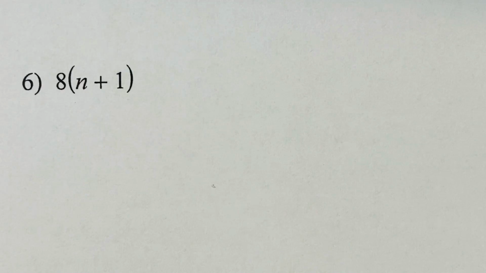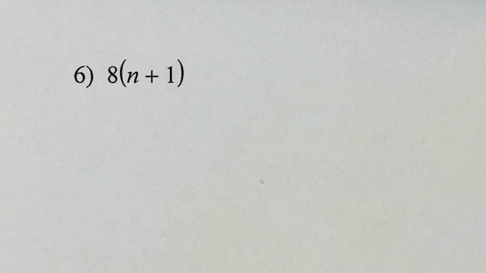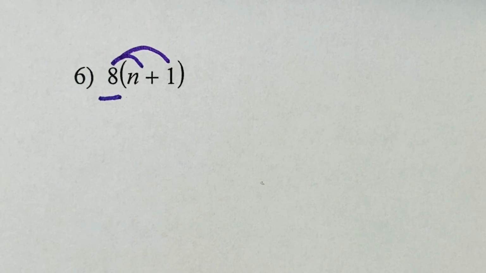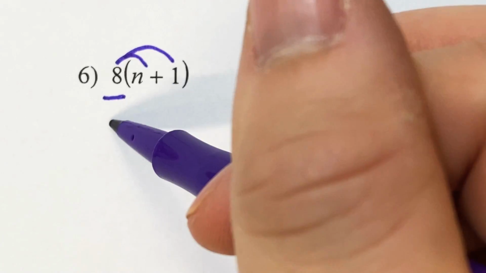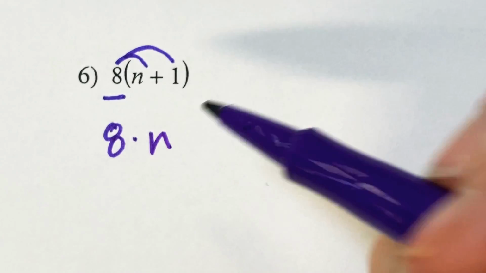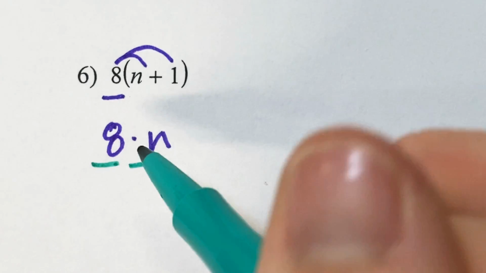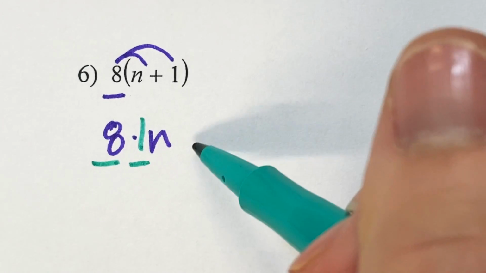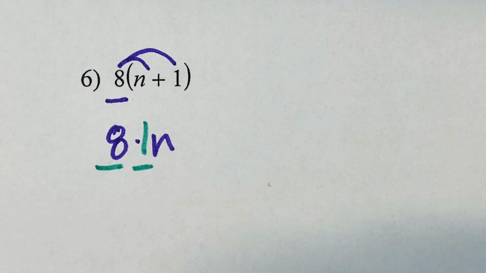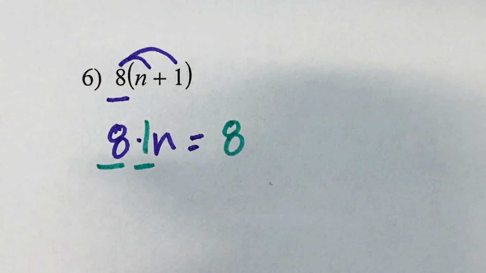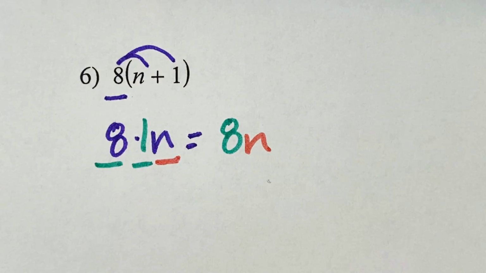Okay, number 6. Okay, what is the number right in front of our parentheses? It's going to be positive 8. So 8 needs to multiply to both things inside. So we have 8 times n. Okay, this is like saying we have 8 times 1. Okay, that's that coefficient. So what is 8 times 1? That is going to give me 8. Okay, and how many n's were being multiplied? 1 n, so 8n.